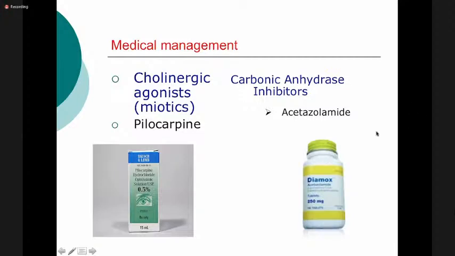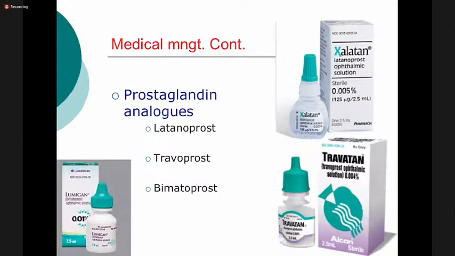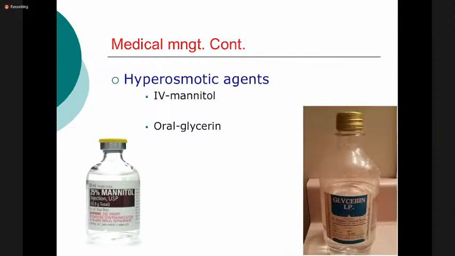And this is especially when the pressures are very, very high. We want to get the pressures down, so we give them oral medication. Other forms of medical treatment, we have prostaglandin analogs. The most common ones are those listed there, latanoprost, travoprost, and bimatoprost. All these are available in the market. In case the pressures are very high and we need to bring them down, we have intravenous mannitol and oral glycerin. These are used especially in acute angle closure when the pressures are very, very high. They are hyperosmotic agents which help to bring the pressures down considerably.